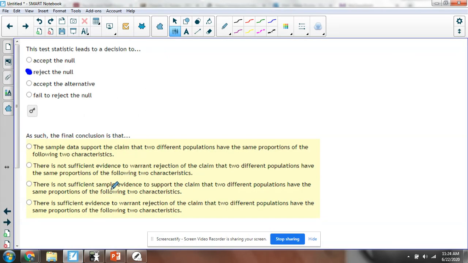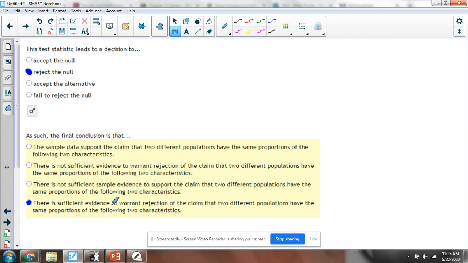So we're trying to show that these two things are not independent. So the bottom one, if there is sufficient evidence to warrant rejection of the claim that the two different populations have the same proportions for the following characteristics, we show that the proportions are different for the two populations. So that's our alternative. So then we're going to just select that as our answer.